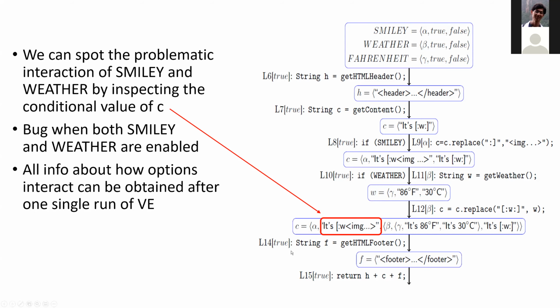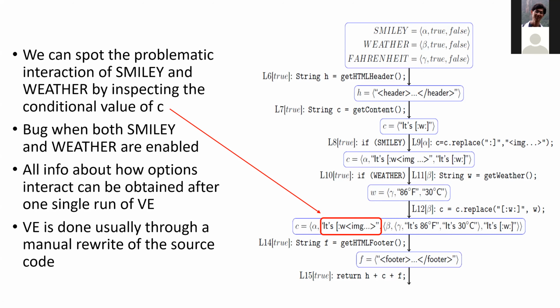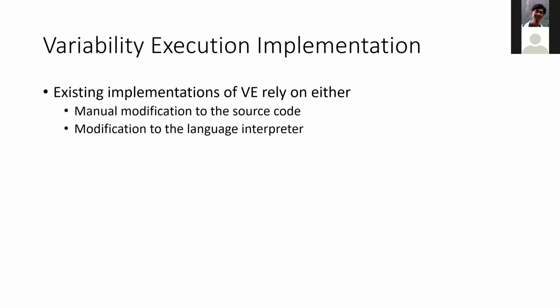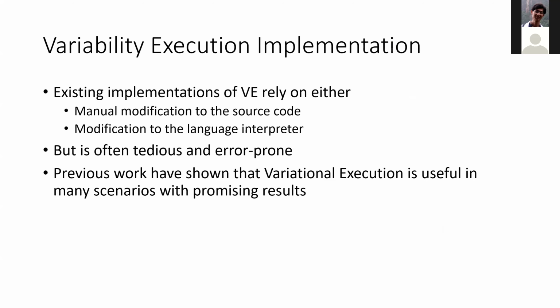Yeah, so basically after a single run of variational execution, we can have all the info of how all the options interact, and then we manually debug it. Usually variational execution is done through a manual rewrite of the source code. And a bit more about the usual common implementation of VE: they manually modify the source code, or they can also modify the language interpreter. And obviously this is often tedious and error prone.